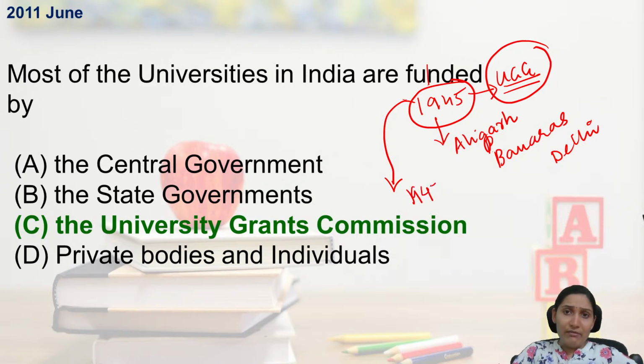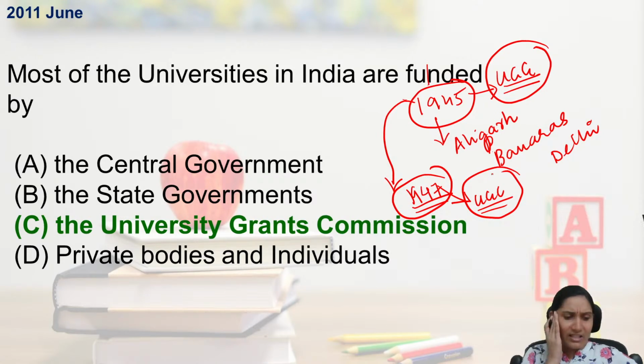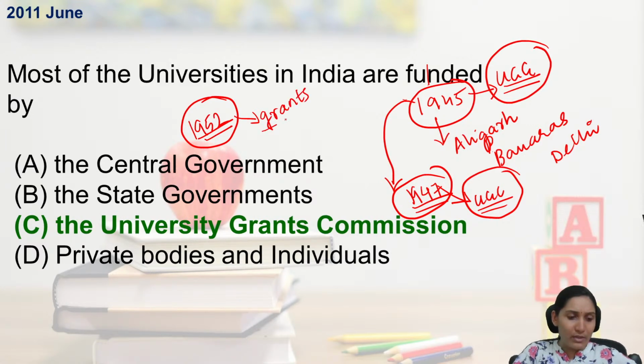But in 1947, that is after getting the independence, the scope of the UGC was extended to cover all the universities in India. And then later in 1952, the government decided that all the grants, that is all the fundings, to the higher education learning institutions and the universities will be given by the UGC. So this is how the history of UGC looks like.